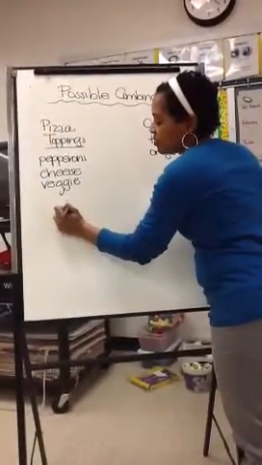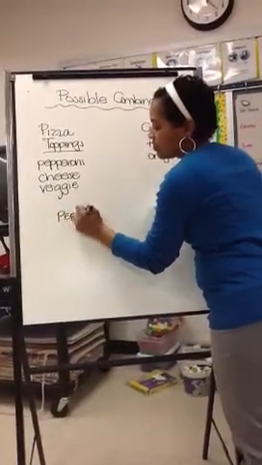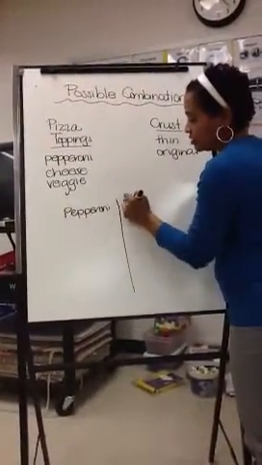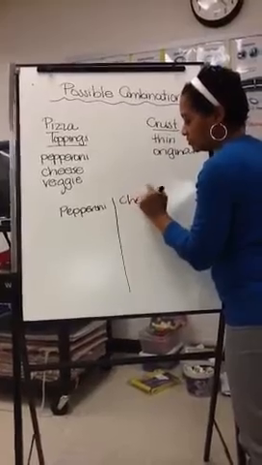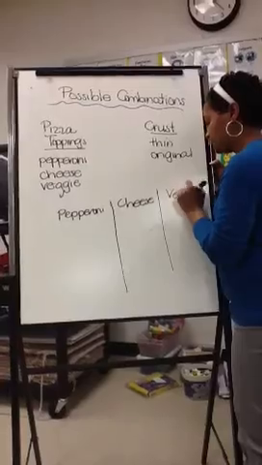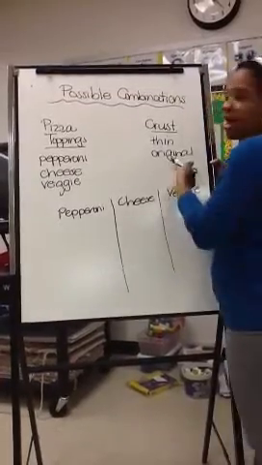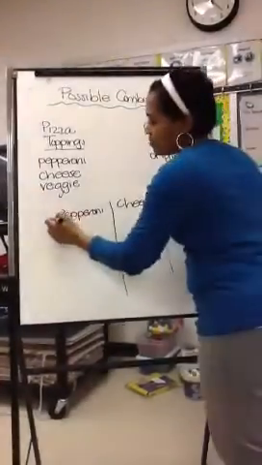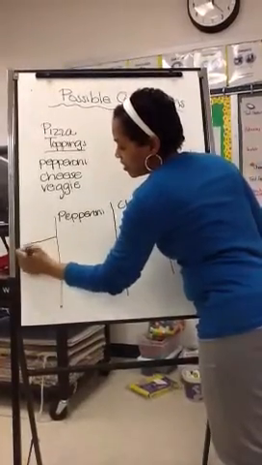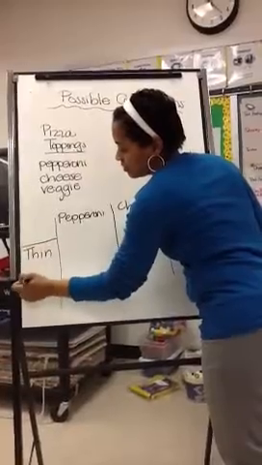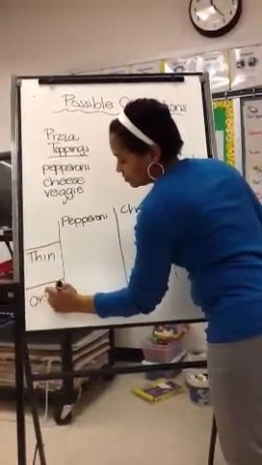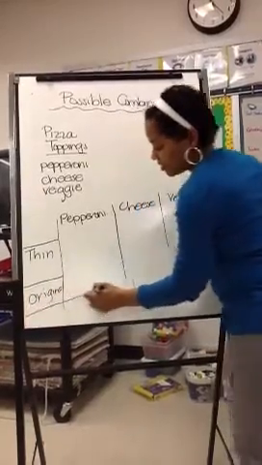So I'm going to put my pizza toppings across the top, which are pepperoni, cheese, and veggie. And then I'll put my crust along the side. I'll put those categories along the side. Thin, and then the next one, original. So now I'll just make my chart.